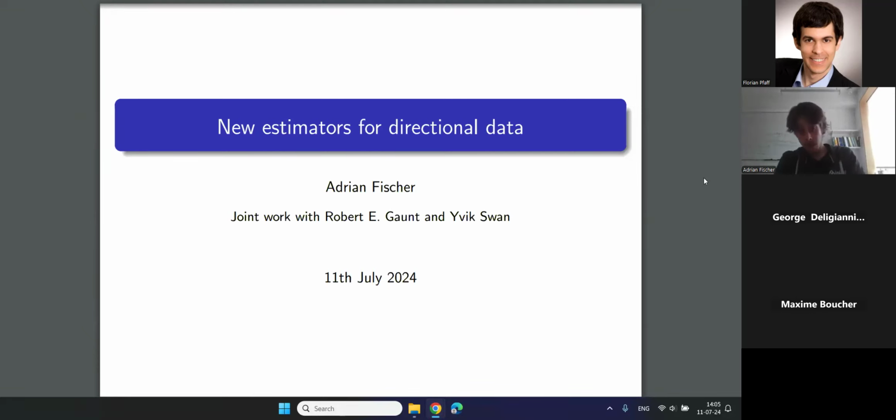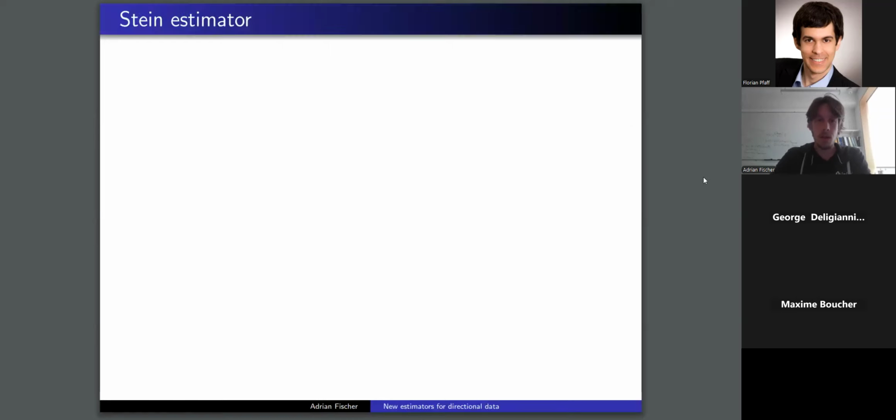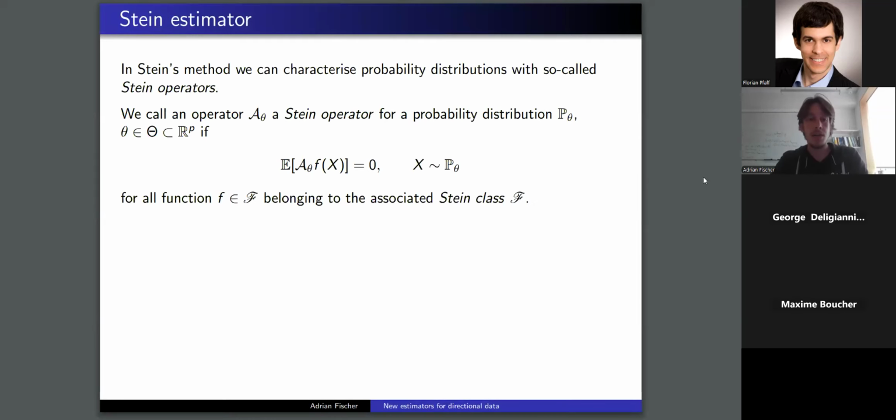I would like to talk about new estimators for directional data. This is joint work with Robert Gorn from Manchester and Yvick Swan from Brussels. We call these new point estimators Stein estimators because they're based on so-called Stein operators from an area which is called Stein's method. And with these operators, we can characterize probability distributions in the following sense.